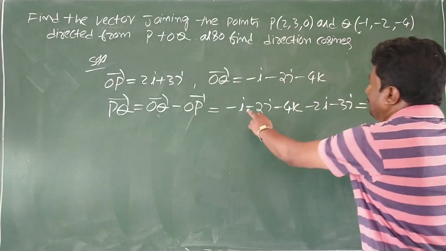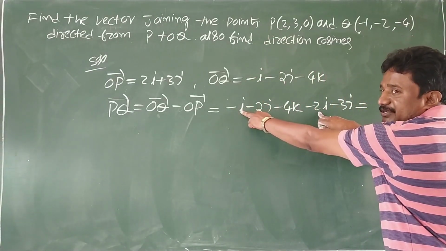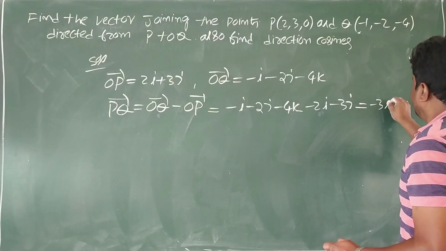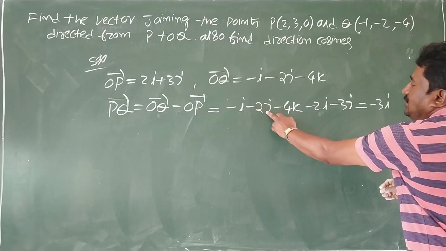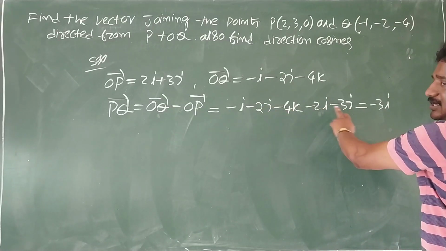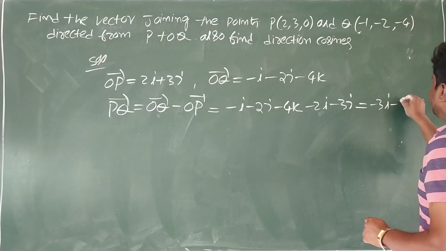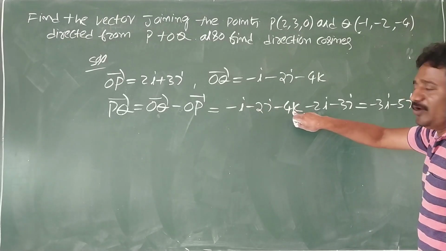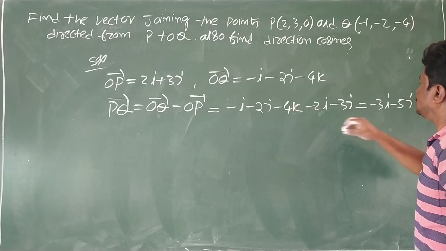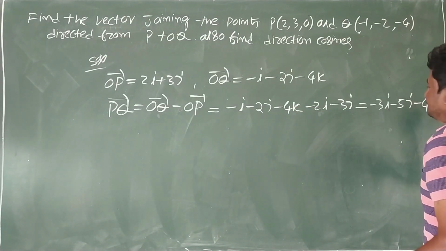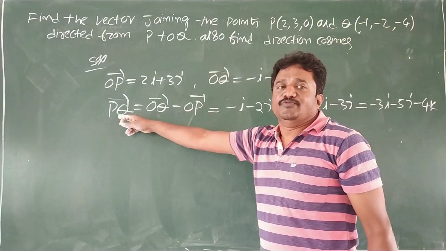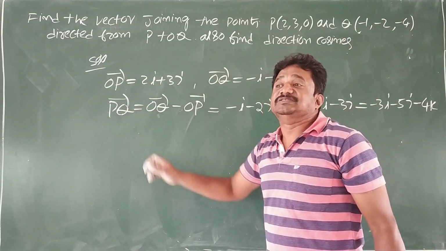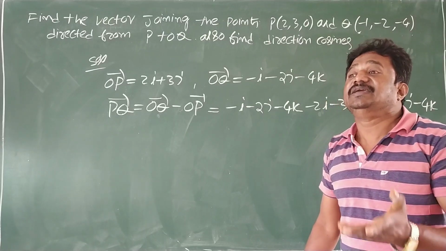Minus i minus 2i is minus 3i. Next, j: minus 2j minus 3j is minus 5j. Next k, we have only one k term, that is minus 4k. So we found vector PQ, the required vector. Still we need to find its direction cosine values.